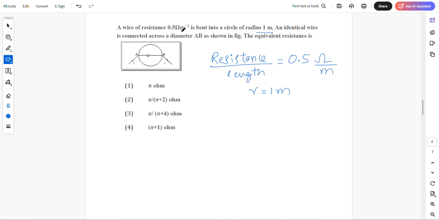Okay, an identical wire is connected across a diameter AB as shown in the figure. The equivalent resistance is what? This is the upper semicircle and this is the lower semicircle. Let the upper semicircle resistance be R1. Okay, and let this be R2.